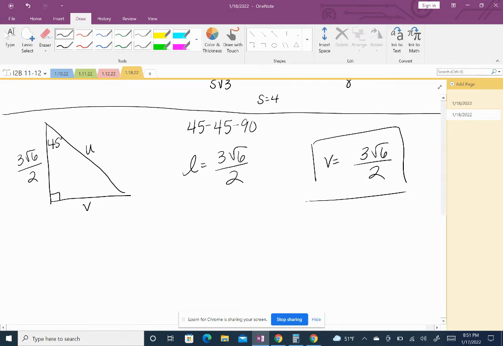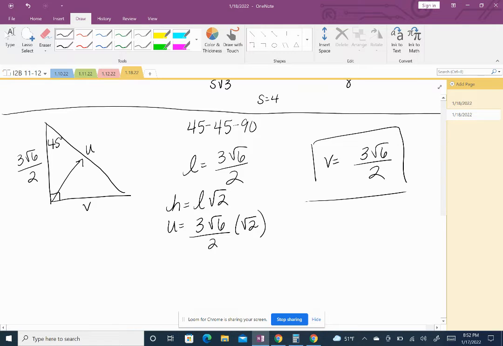Done. Halfway through the problem. Easy peasy. Okay, and then our hypotenuse is equal to L square root of 2. So our hypotenuse is our U. So U is going to equal 3 square root of 6 over 2 times the square root of 2.